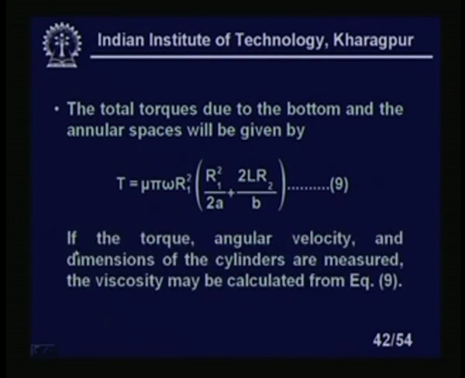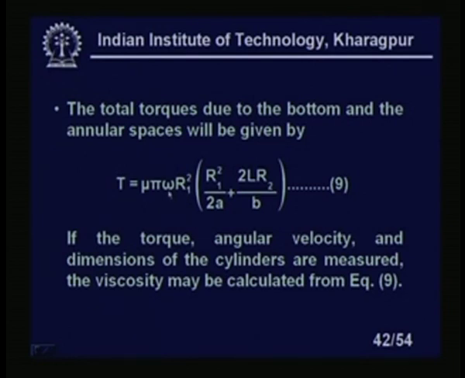Right. The torque and angular velocity are all constants. If the torque is measured, the angular velocity is measured, and the dimensions of the cylinder, that means R1, R2, L, A, B, are all known to us, then the viscosity may be calculated from equation 9, is it not?